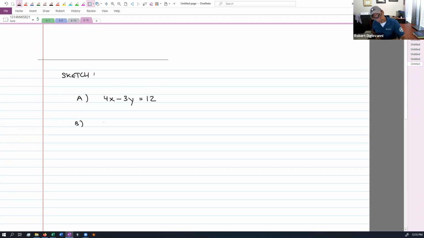B is going to be negative 2x plus 5y equals 10. And C is going to be 1/2 x plus 3y equals 1/3. All right. So you can see they start getting a little harder because you've got fractions there at the end. I want to see that everyone can get at least the first one, and then the second, maybe. The second's going to be a little weird. And then see if you can get the third one.